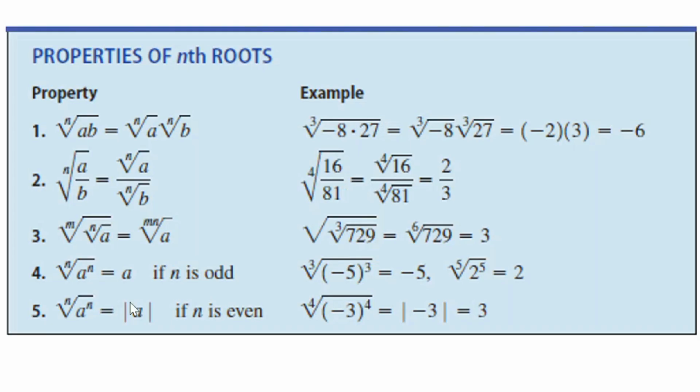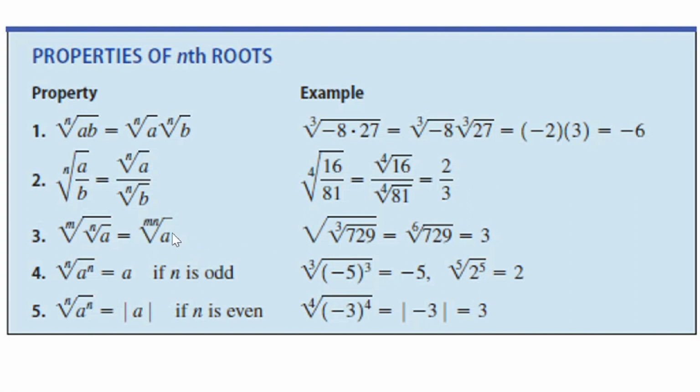Okay, let's continue. So we have properties of nth roots. Number one, the nth root of AB can be written as the nth root of A times the nth root of B. Then number two, the nth root of A over B is equal to the nth root of A over the nth root of B. And number three, we have the m root of the nth root of A. So we are just going to multiply the two indices. So we have now the mn root of A.